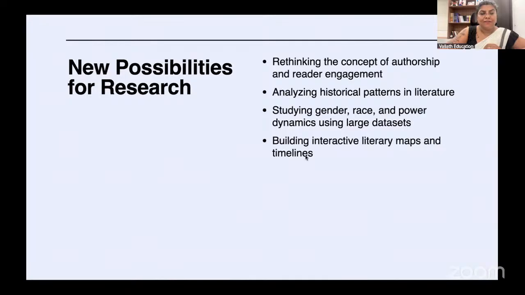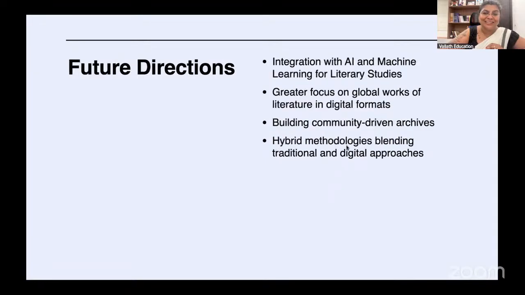And we also have given some new possibilities for research here: rethinking the concept of authorship and reader engagement, analyzing historical patterns in literature, studying gender, race, power dynamics using large data sets, not just one or two books, but thousands, building interactive literary maps and timelines. What possibilities! Oh my God, future directions. Please look up all this for yourselves. It is an amazing possibility that is there in store for you.